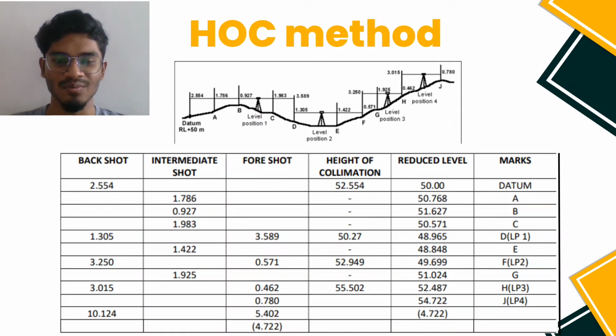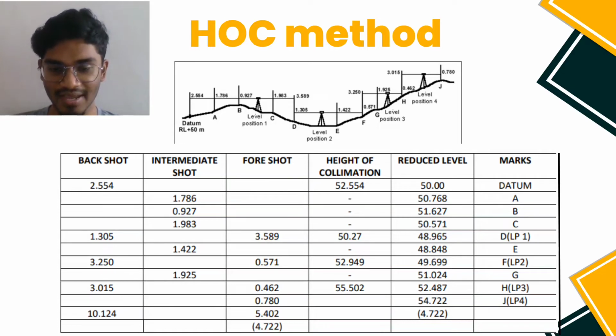Hi Miss, I'm Shoban Rao, son of Viswa Rao, matrix number 01DKA21F1092, and I'm here to explain how to get reduced level using the HOC method. The meaning of HOC is height of collimation. Here you can see that I already sorted back shot, intermediate shot, and fore shot from the picture and I just inserted them in the table.